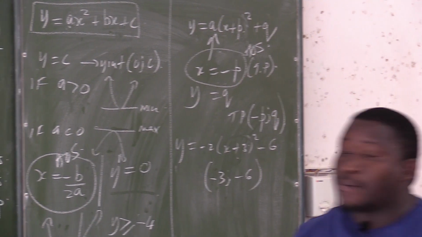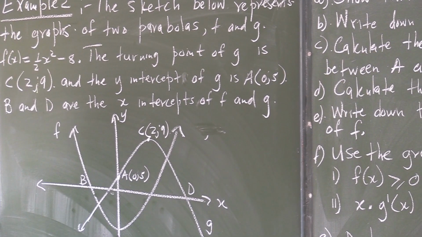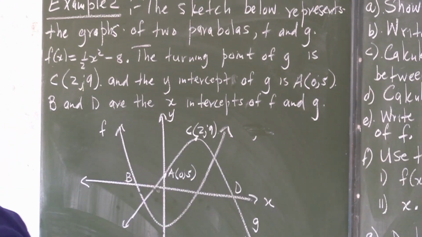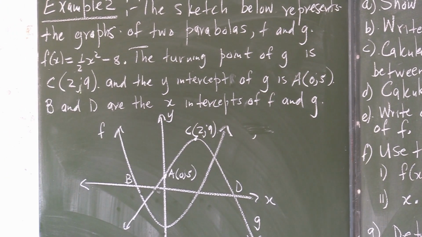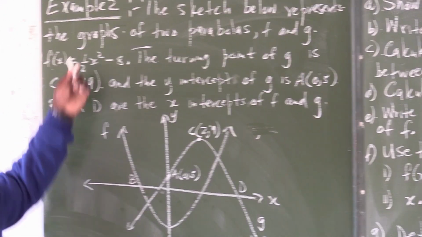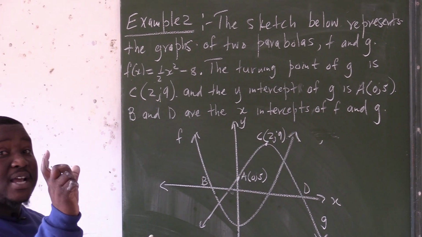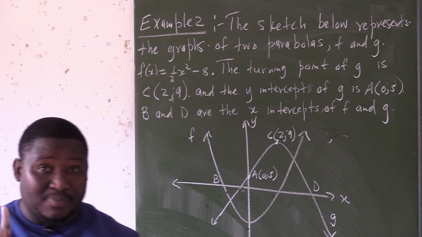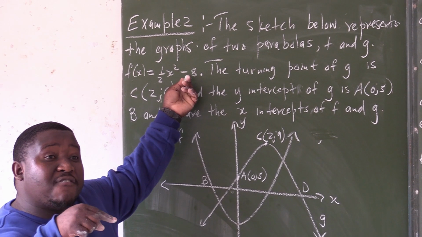Now let us look at example number 2 that is there. Here we are given 2 graphs that are drawn for us: the graph of f and the graph of g. What is very nice is that the equation is given for the graph of f. If you look at the graph of f, we are able to see that the leading coefficient is a half. It's positive. Therefore, the graph is going to be facing up. This negative 8 here is the y-intercept. It means where this graph touches your y-axis, the y value there is negative 8.